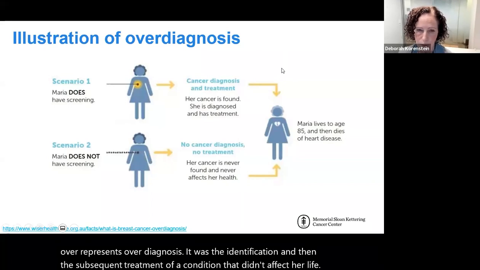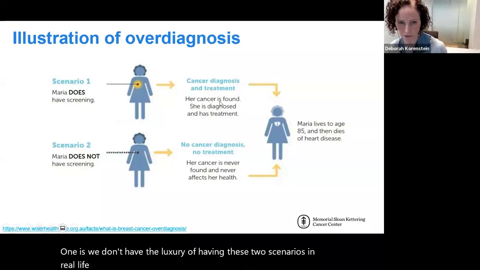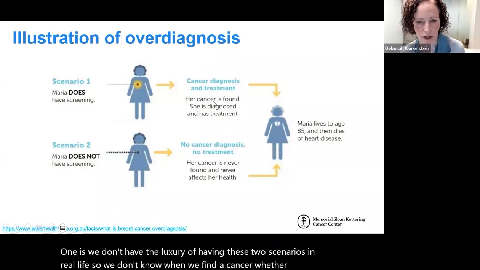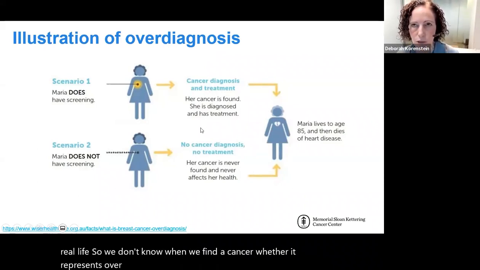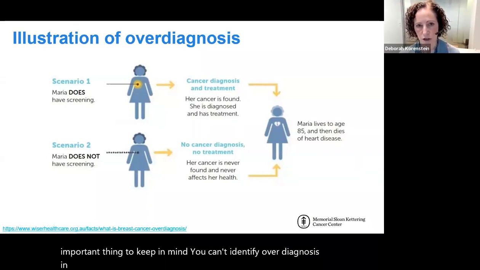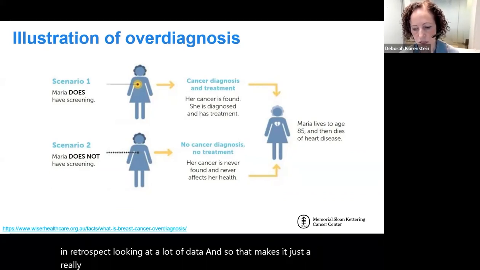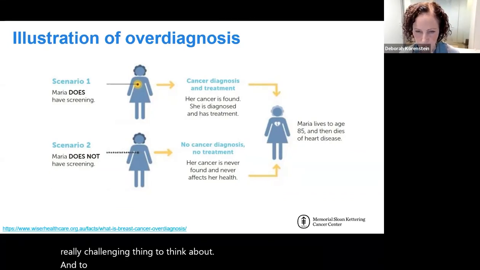Now, there are a couple of problems with this from a clinical perspective. One is we don't have the luxury of having these two scenarios in real life. So we don't know when we find a cancer whether it represents overdiagnosis. And I think that's a really, really important thing to keep in mind. You can't identify overdiagnosis in real time in a real patient. You can only really identify it kind of in retrospect, looking at a lot of data. And so that makes it just a really challenging thing to think about and to talk about.